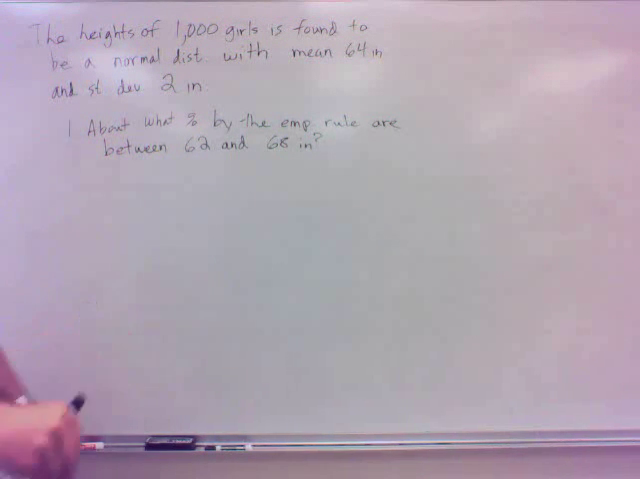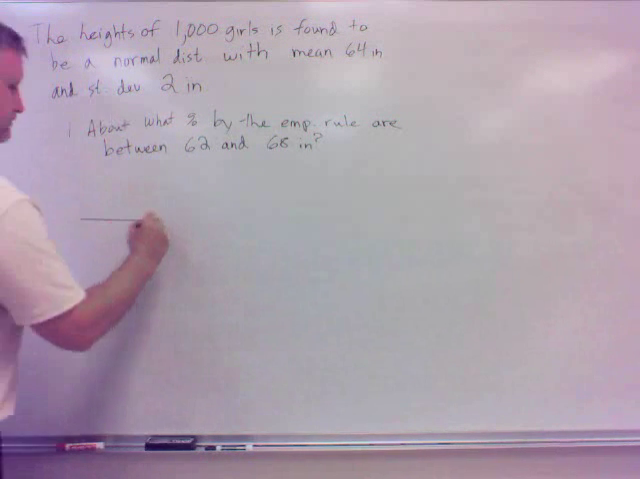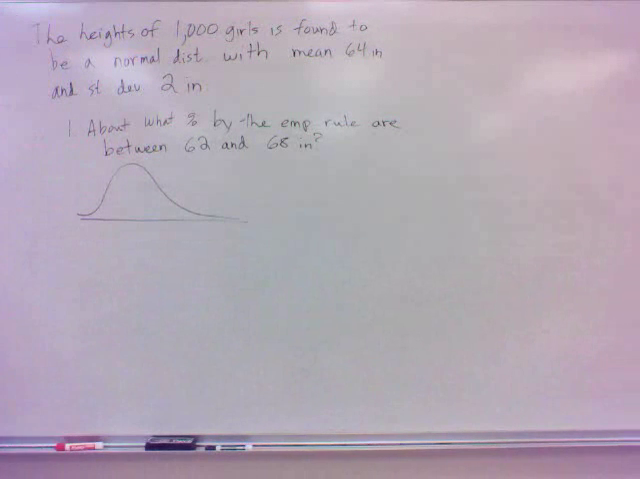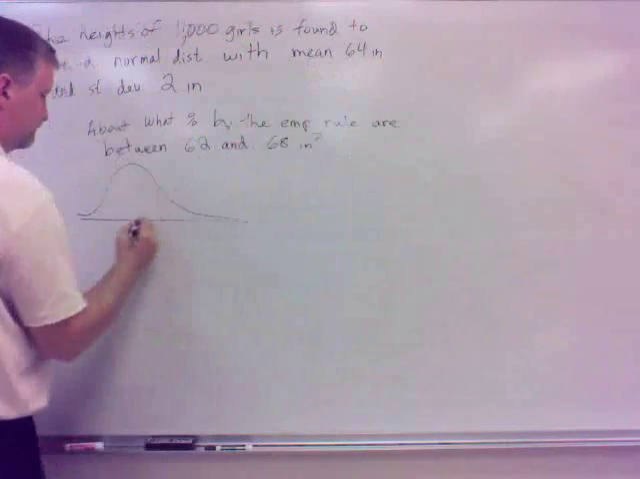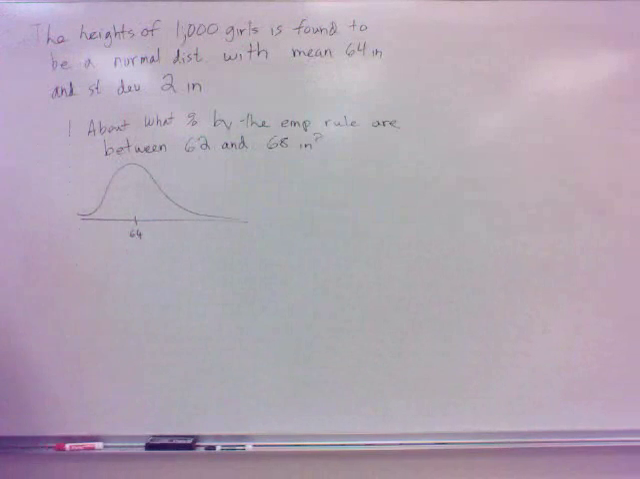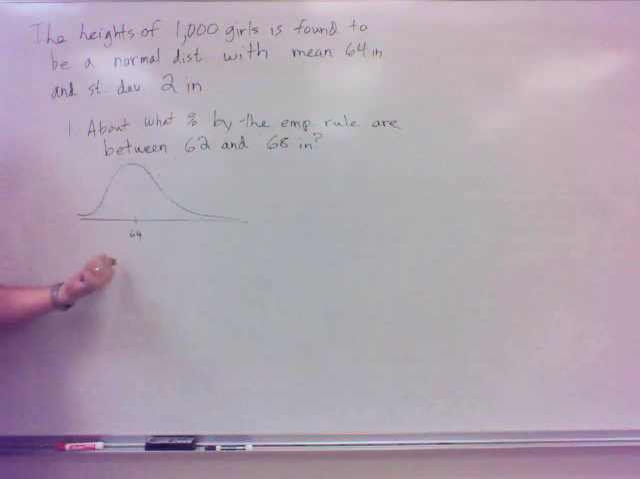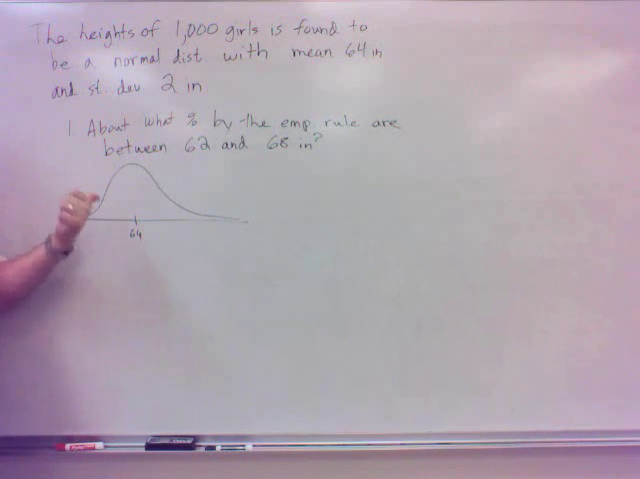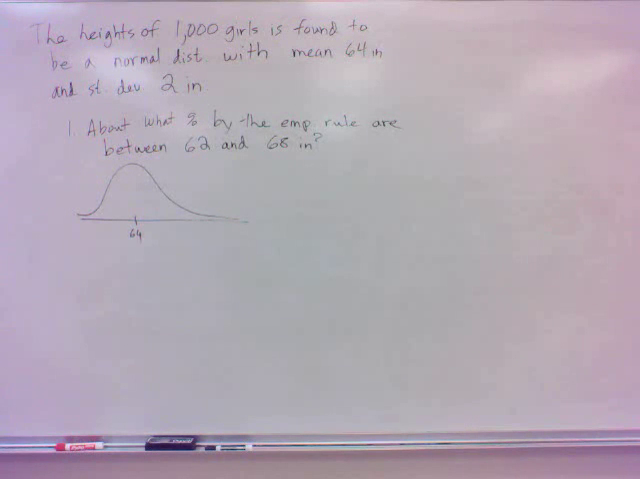I've got different mean, different standard deviations, so let's draw the picture here. Because I'm using the empirical rule, well, what goes in the middle? Which number goes in the middle? The mean? 64. 64 is right in the middle. Well, 62 is below the mean, so I'm going to put 62 over here. 62 goes over on the left.